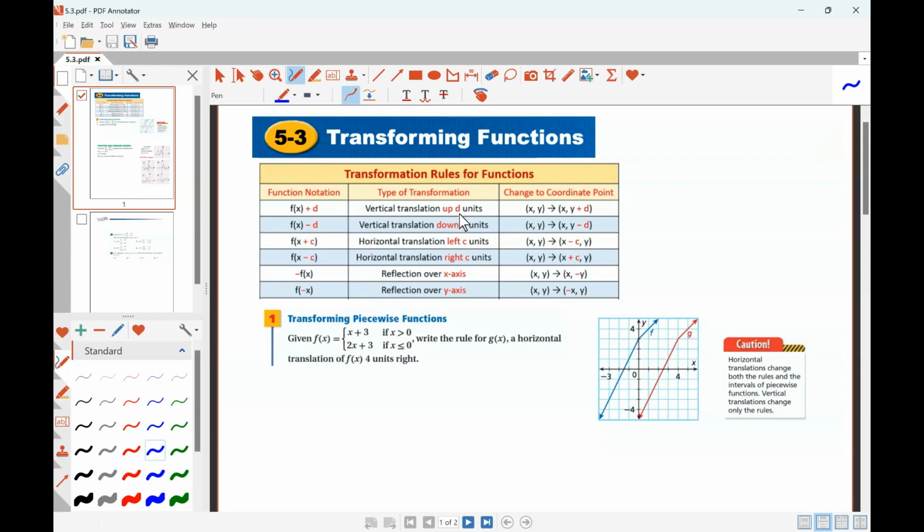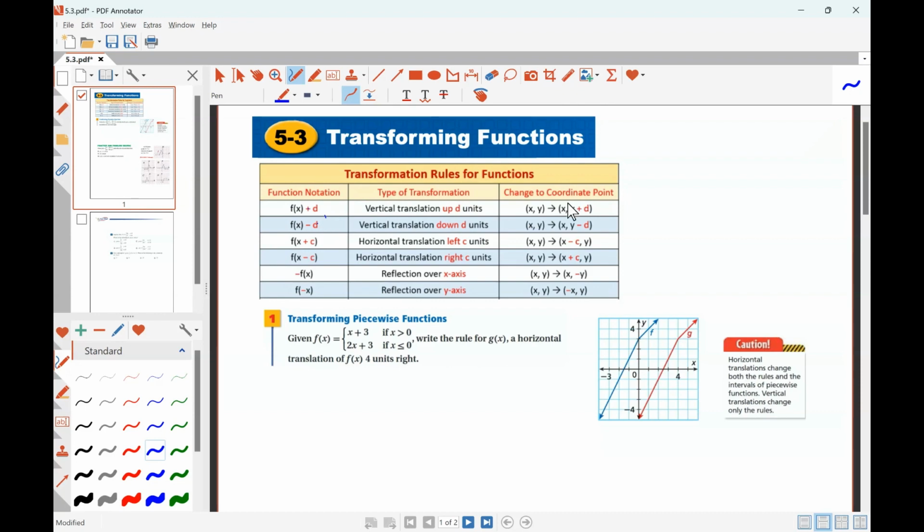If you are moving d units up, then the transformed version of the function will be f of x plus d. If f of x is the original function, by moving the original function d units up, we will just add d to the function. If you move this f of x function d units down, what you are doing is f of x minus d. The change is outside. After you write the original function, you add to go up, you subtract to go down.